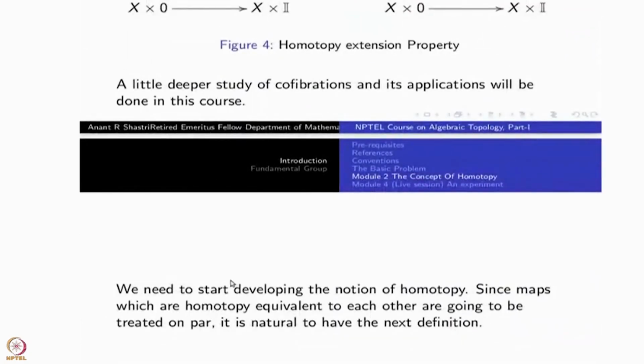Having set up these two problems in the homotopy setup, we should now study the homotopy a little deeper. So let us do that now.